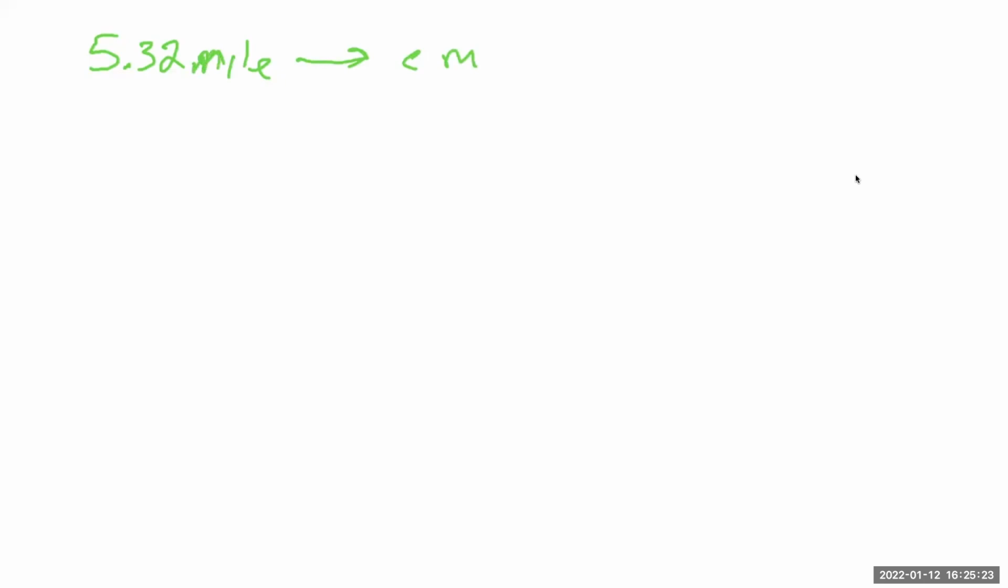So I've got 5.32 miles. And I want to know how many... wait, that's not what I want. I don't want to go to metric yet. I want to go from miles to how many inches that is. We're going to keep it in the American system still. Then we'll start converting between the two. All right. Same rules. We have 5.32 miles. That's what we're starting with.